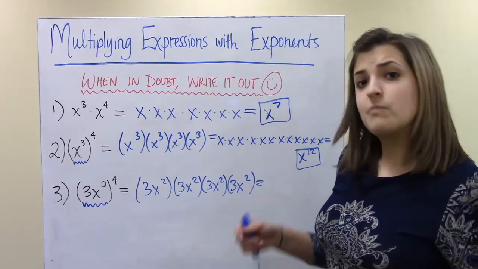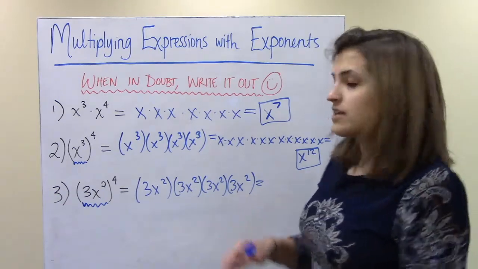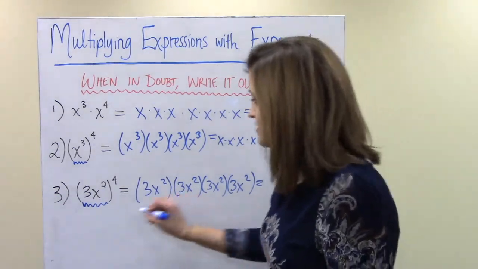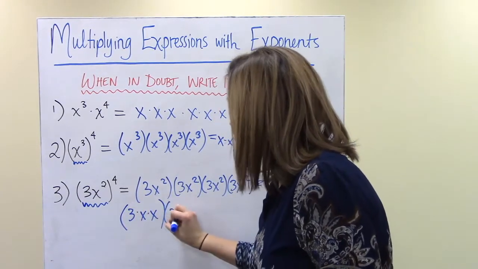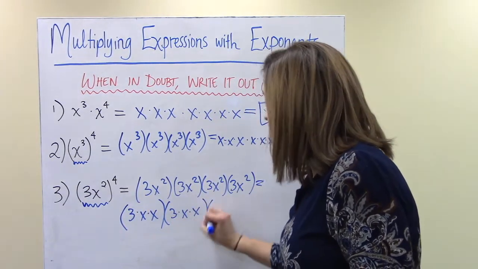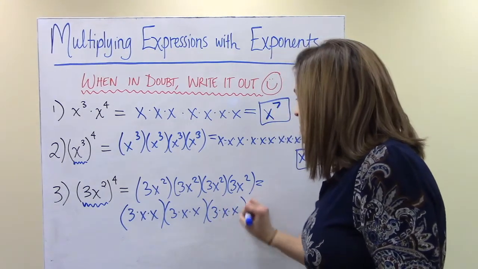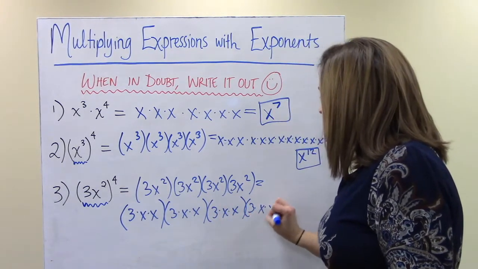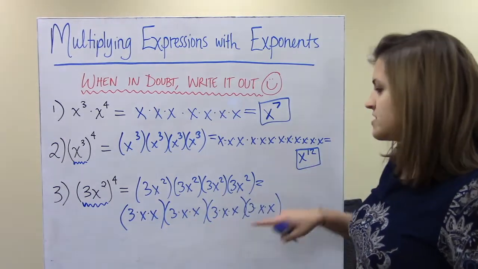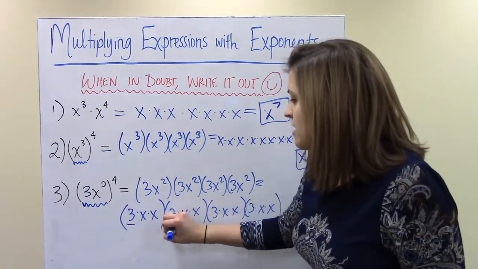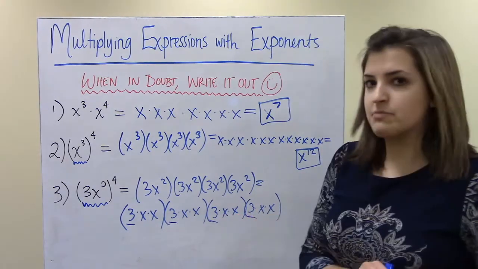You might be able to come up with some rules for yourself, but I'll leave that to you, and we'll try some in class. So this will be 3 times x times x, 3 times x times x, all multiplied together. And even though I have parentheses here, if all I'm doing is multiplying, this means I can multiply this times this times this times this.